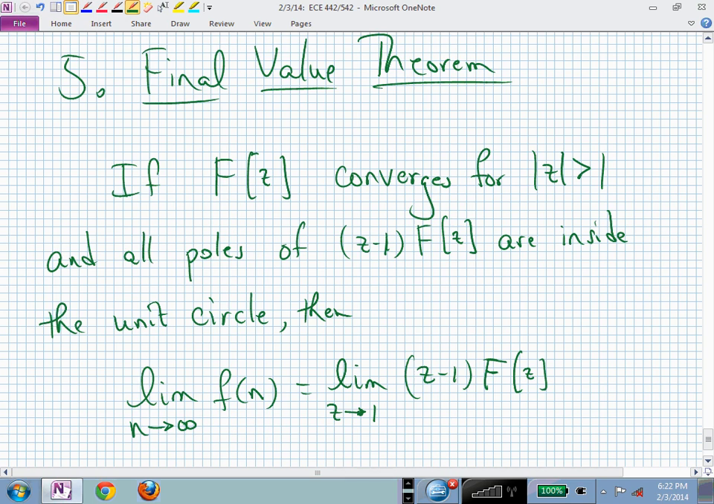You want to check that z minus 1 f of z has all of its poles inside the unit circle. If that's the case, then you can start looking at this limit. You can say my time domain limit of f of n as n goes to infinity is going to equal this limit as z goes to 1 of z minus 1 f of z. So you'll want to make sure that you are okay with the locations of your poles.